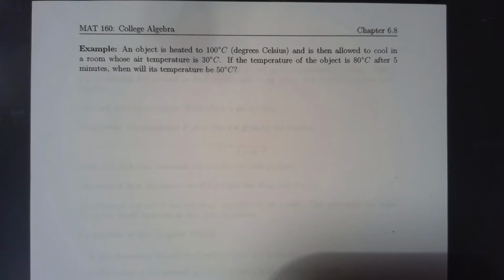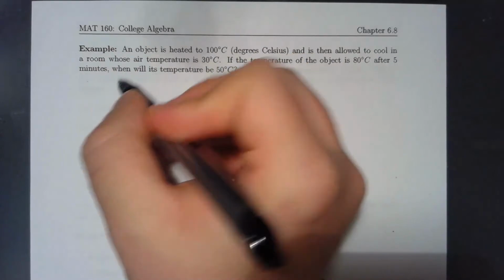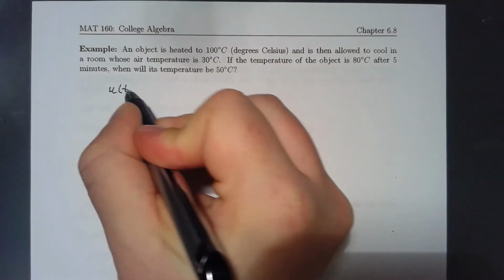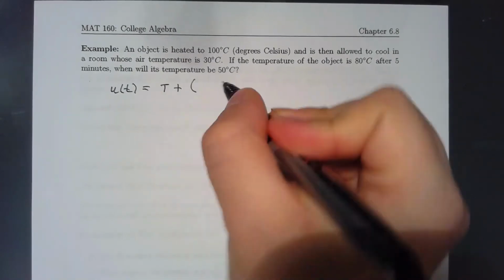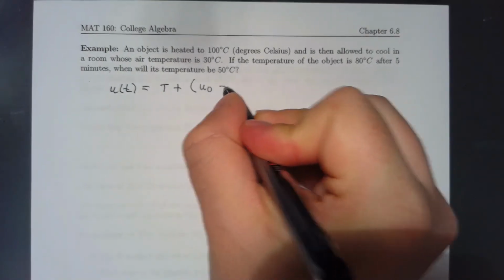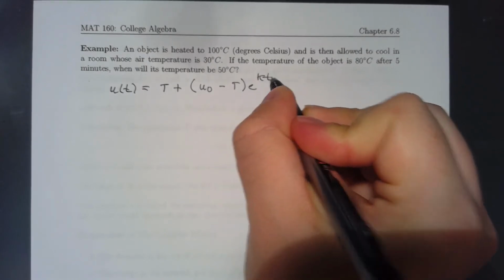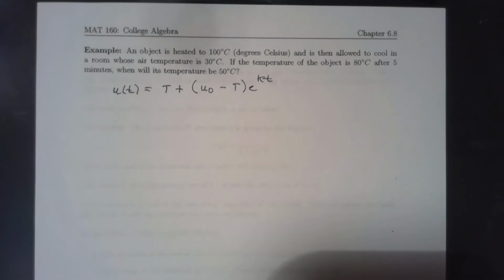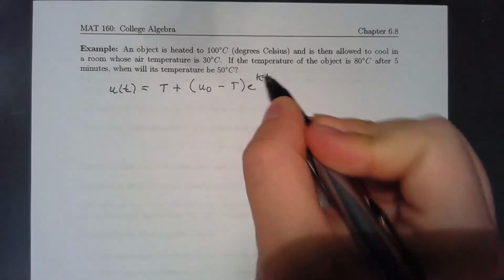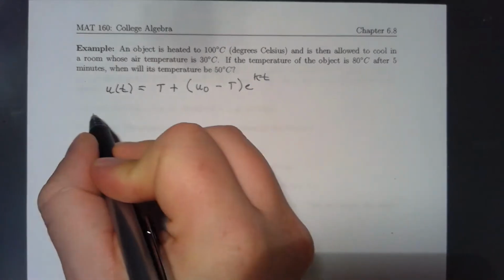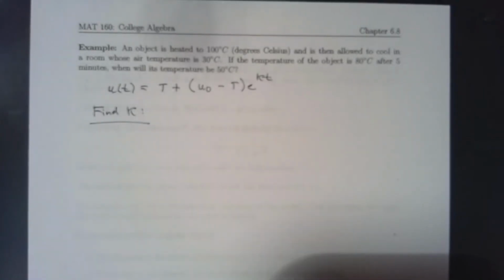Oh boy, a lot of information here. So we know we're dealing with Newton's law of cooling, so it follows this model: T plus the quantity u sub 0 minus T times e to the kt power. So if I want to find my model, I need to find K again. I need to find the negative constant. Hopefully I don't make any mistakes here.